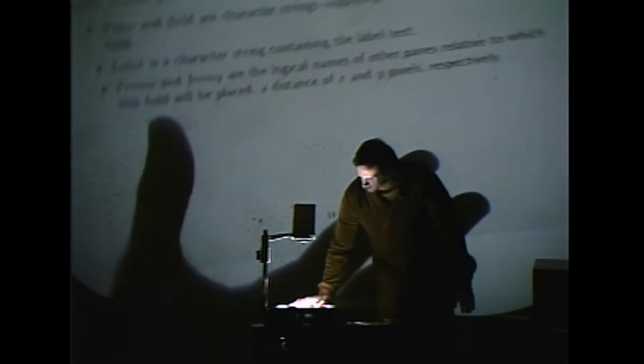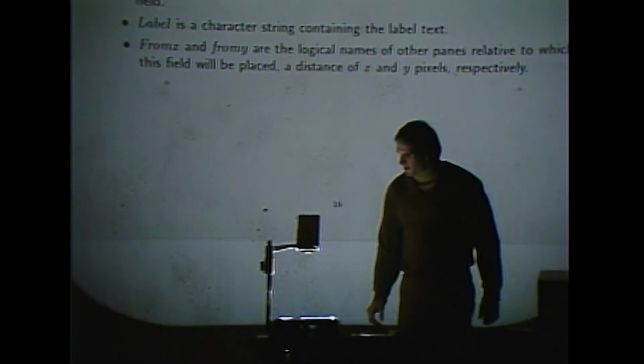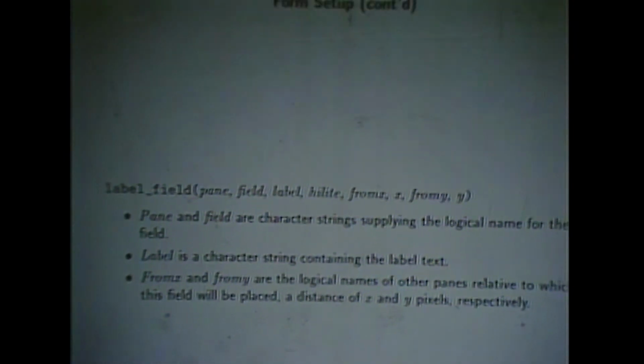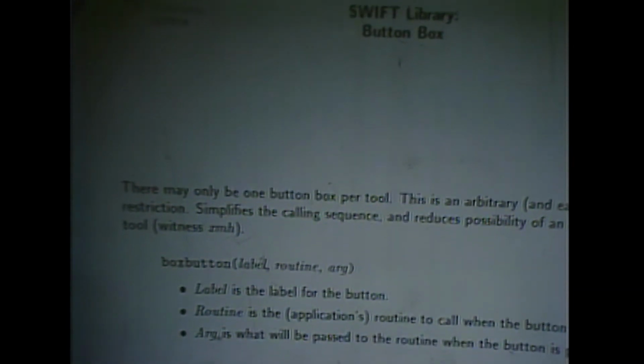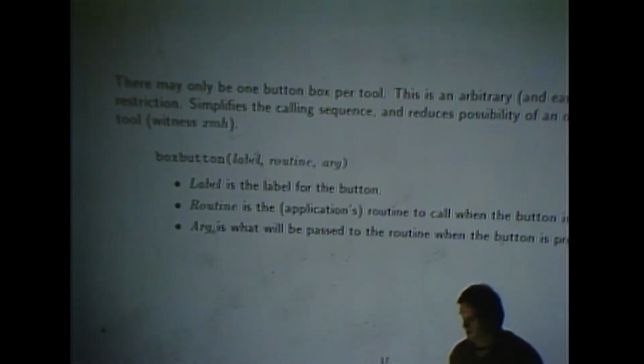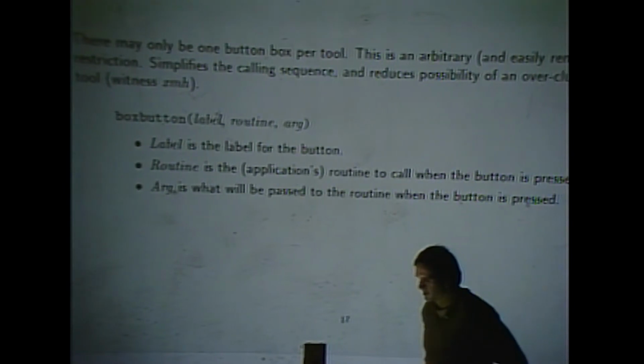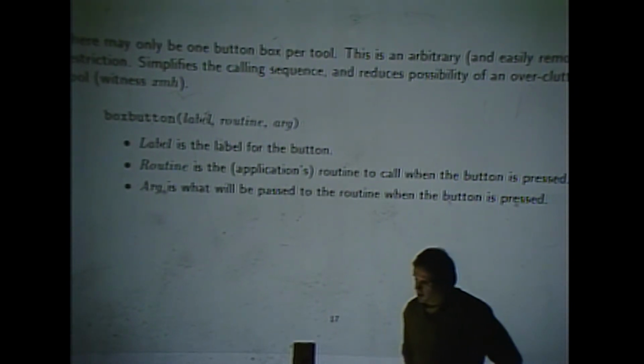Label fields are much simpler. All you supply is a string, whether it's highlighted and where it is, and what its name is. I'm not a big fan of button boxes. I think they get overused. So there can only be one button box per tool, and that's real easy to change if somebody shows that I'm an idiot.